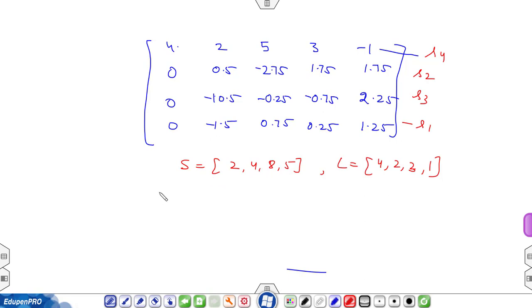After that, we will find the ratio. So what is our next step? Our next step is to make 0 at this and this position. So we have to check which is the pivotal row. In order to check the pivotal row, we will find the ratio.